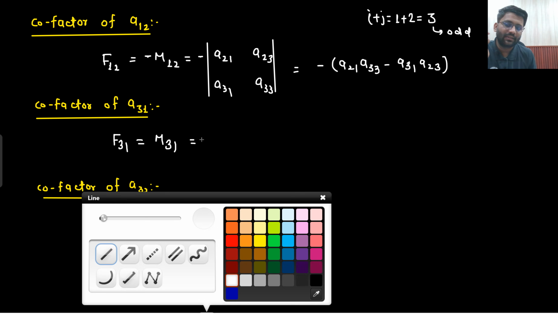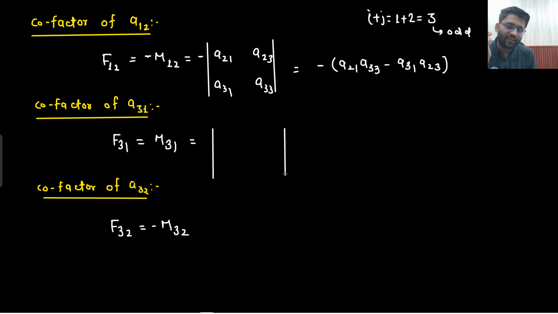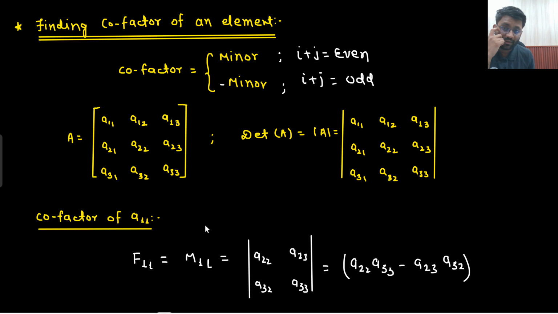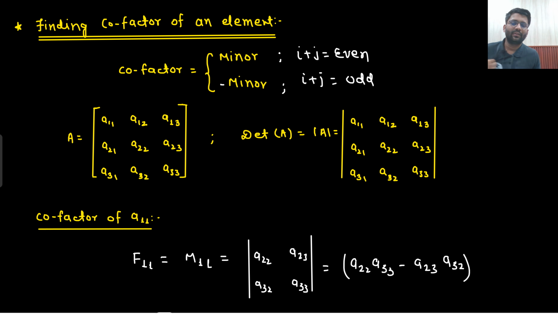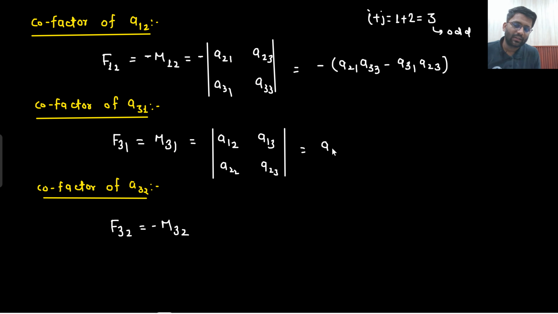So here, what will be the answer for A31? 3, 1. This is what you will be blocking. So you will be left with A12, A13, A22, A23. This is what you will be left with, right? So this will be your answer: A12, A23 minus A22, A13.